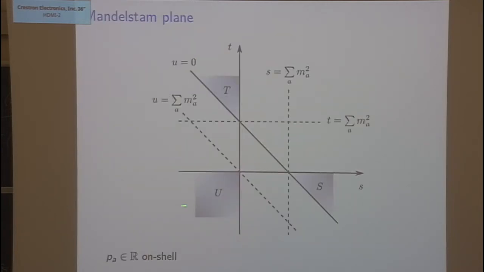In terms of a graph, here is an s-t graph, and the slashed lines denote some special values. In particular, u equals 0 is here. Here you see that, for example, s is bigger than the sum of the four masses, t is negative, and u is negative, so negative u goes in this direction. So it's the s physical region. What you find in this diagram is that obviously the three physical regions are disconnected. So you have three different amplitudes, but a priori you cannot go from one to the other while staying physical and on shell.